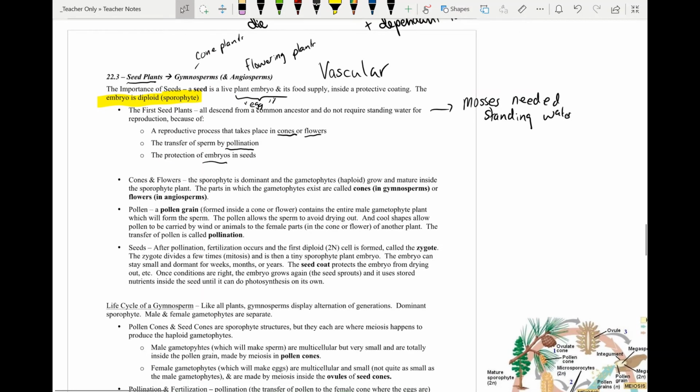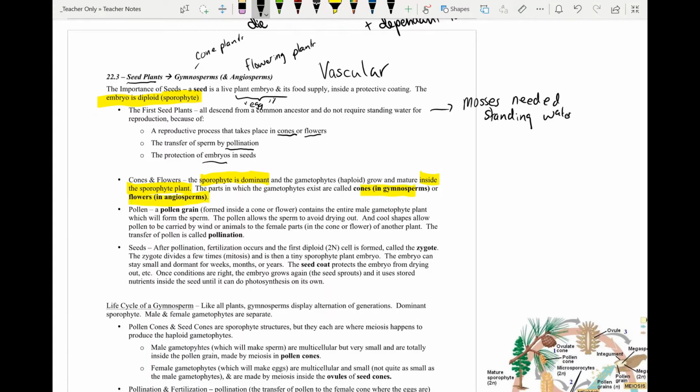So, next up, cones and flowers. For both of these plants, the sporophyte is dominant. I'll mention it again, but basically everything after ferns, the sporophyte is the dominant thing. So what we think of when we think of like a tree or a flowering plant, that is the sporophyte. The gametophytes grow and mature inside the sporophyte plant. The parts in which the gametophytes exist are called the cones in Gymnosperms or flowers in Angiosperms.